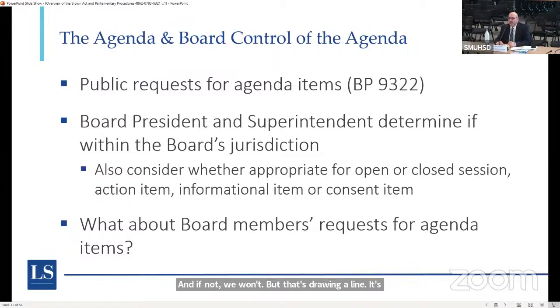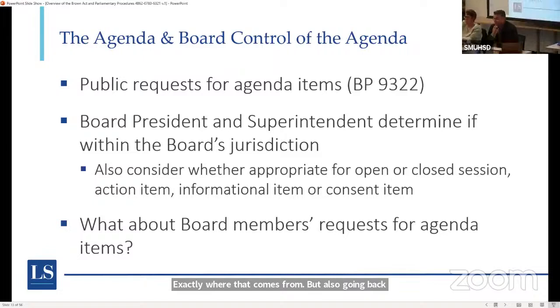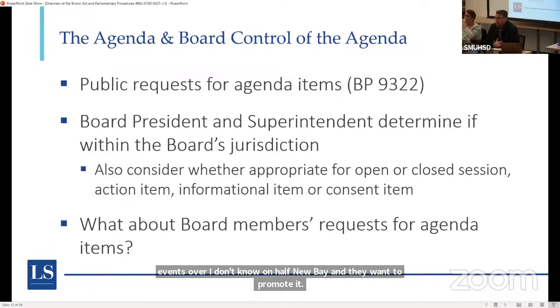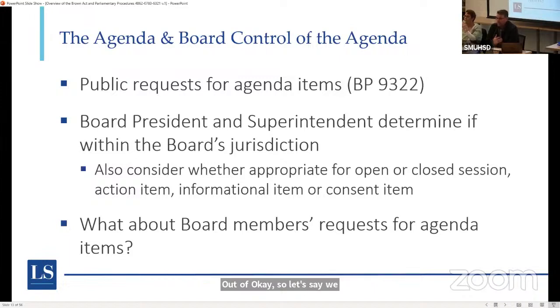But also going back to this issue of public requests for agenda items, what you've just described, I've had conversations with Leahy as board president, Trustee Land before as board president, around being very thoughtful and careful about opening the door. I might consider, personally, Scouts as a great organization, and they're doing some event in, I don't know, Half Moon Bay, and they want to promote it at a board meeting. Okay, so let's say we do that. We're going to agendize it and let them come and speak to it.